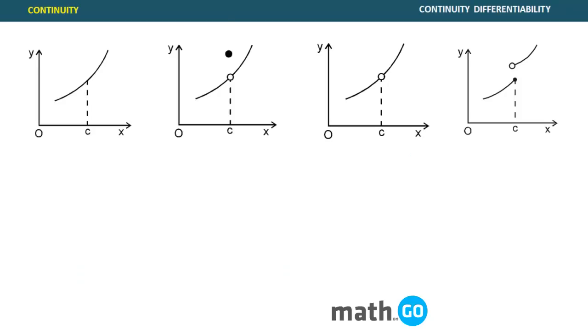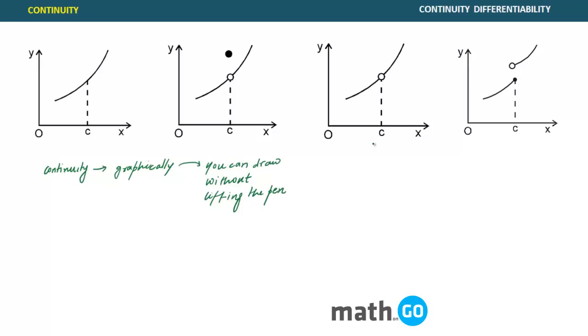Now let us first understand what we mean by continuity. If I ask you, what is continuity, how will you define it? There is a graphical method. If you can draw the graph without lifting the pen, that means the graph is continuous. Then that becomes a continuous function.